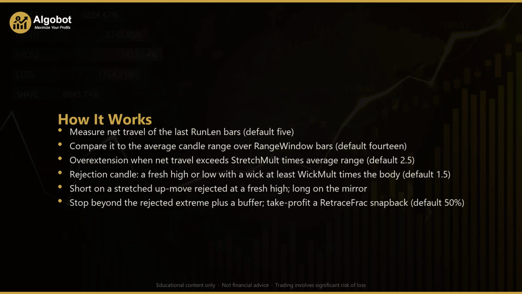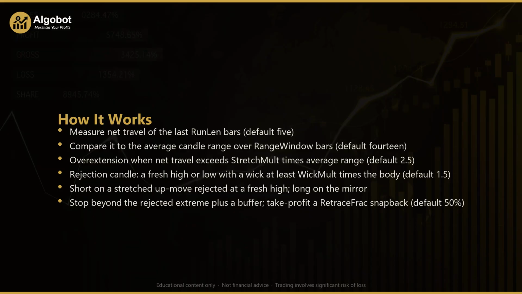When an up move is overextended and the candle prints a fresh high with a dominant upper rejection wick, the strategy signals a short. When a down move is overextended and the candle prints a fresh low with a dominant lower rejection wick, it signals the mirror image long.